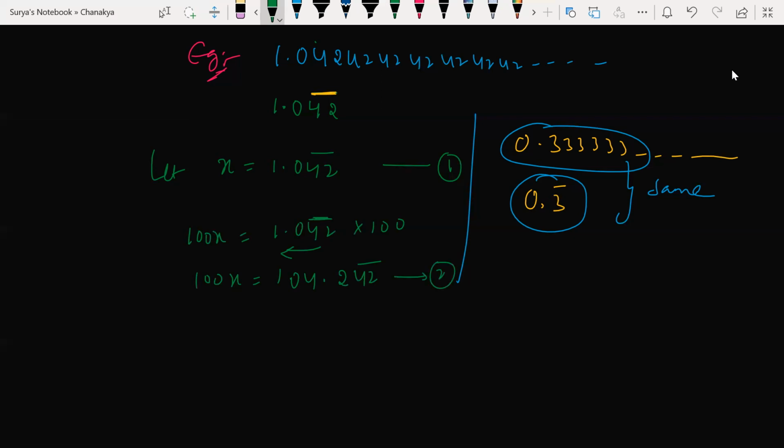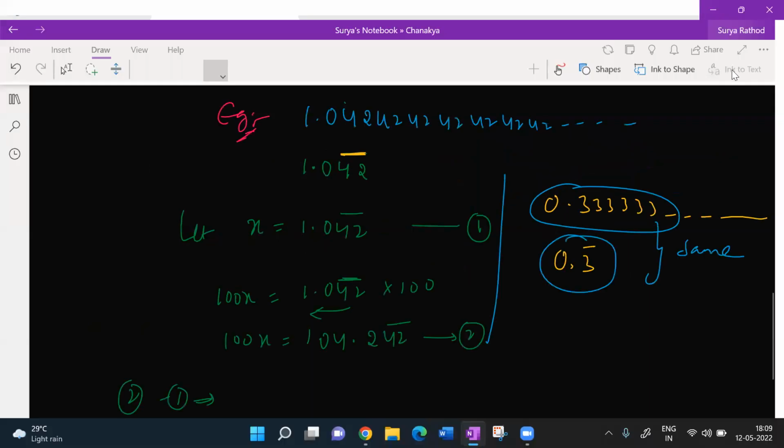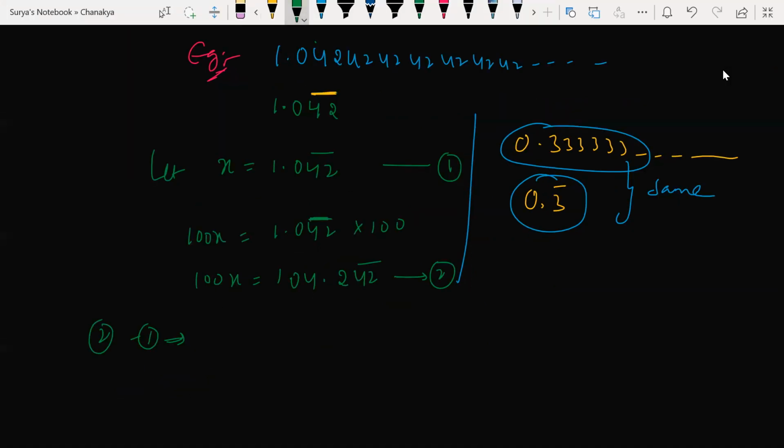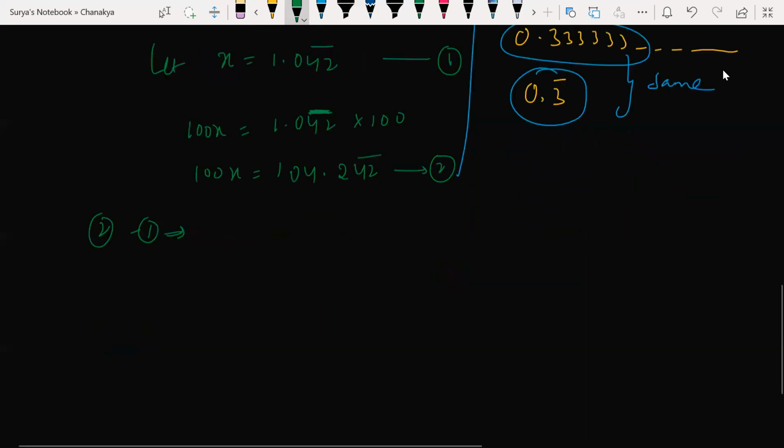Now what we do is equation 2 minus 1. We'll be subtracting the first equation from the second one. Sir, if we multiply with 1000, it will move 3 digits. Yes, but we need not multiply with 1000 here. Why? Because only 2 digits are repeating, so we take only the number which has 2 zeros. If we move one digit, we take 10, two digits 100, three digits 1000, four digits 10,000, and so on. Five digits means 1 lakh, six means 10 lakhs, like that.